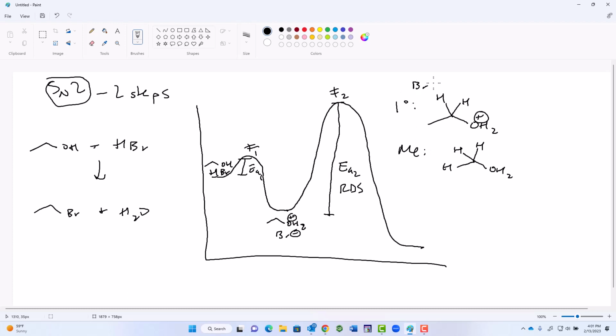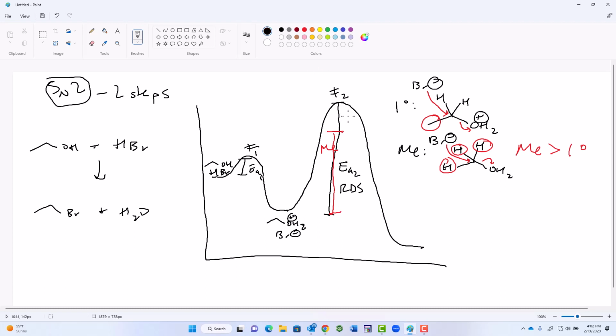We're having the same backside attack. We have bromide and bromide. This can occur. We do have a backside attack on the primary alcohol to form the alkyl bromide, but we see that it's much faster with the methyl alcohol than the primary alcohol because these H's are much smaller than having a methyl group or an alkyl group, whatever that length of that chain would be. So we see that methyl alcohols for SN2 are going to react much faster than primary alcohols. So we'll see that methyl alcohols will have a smaller activation energy than primary alcohol.